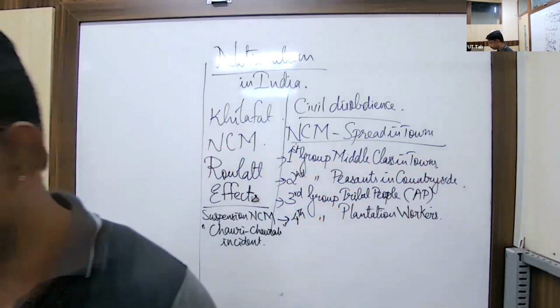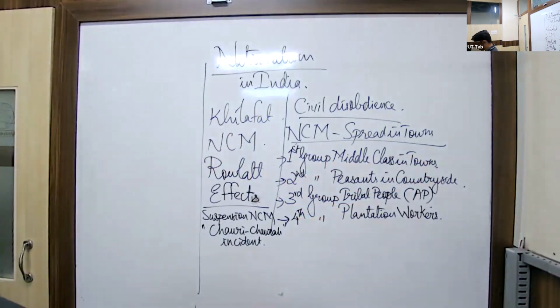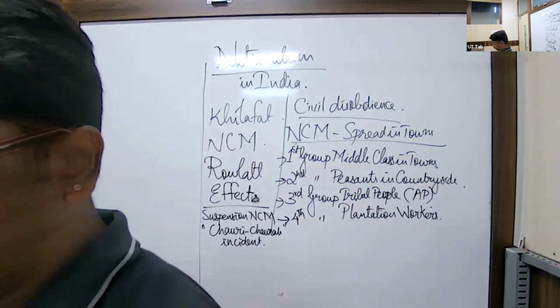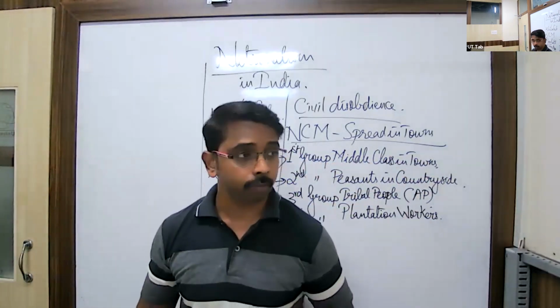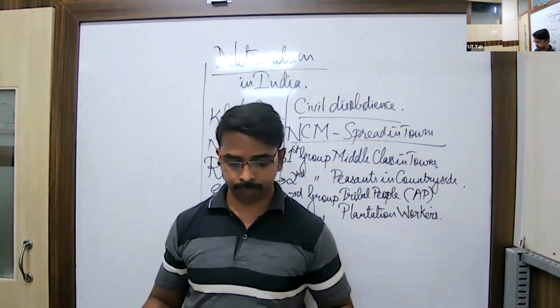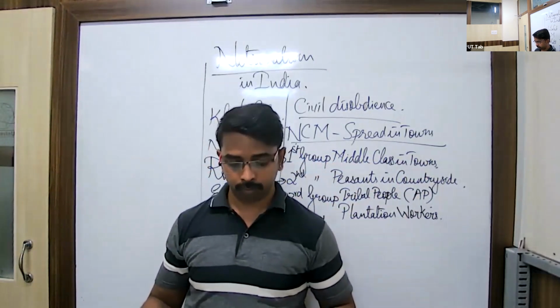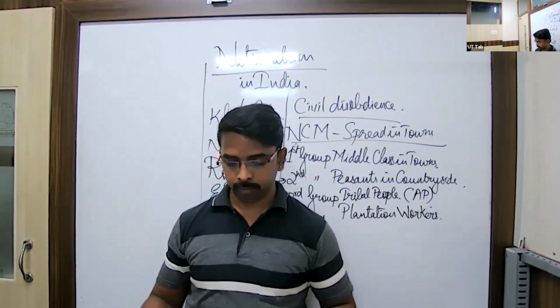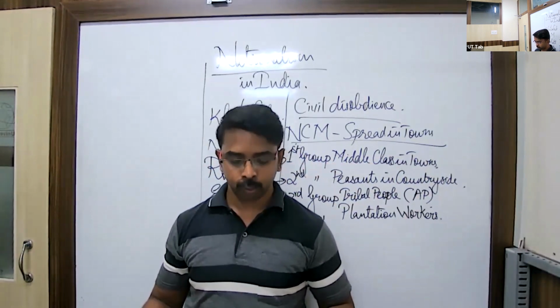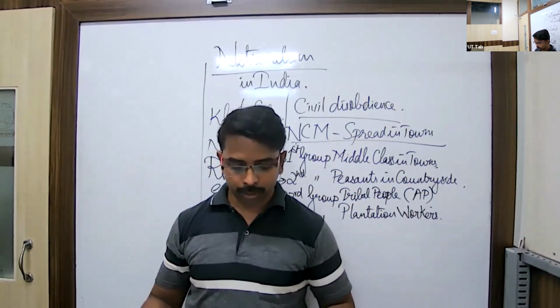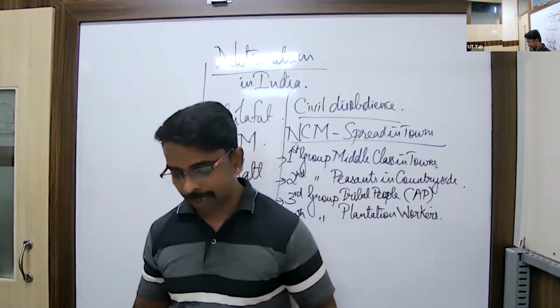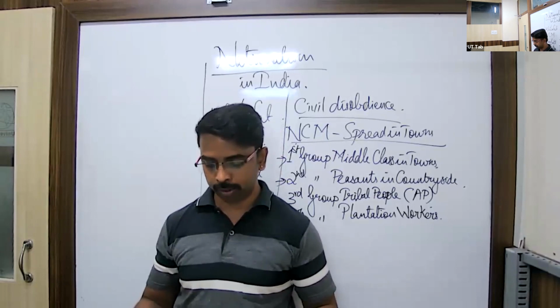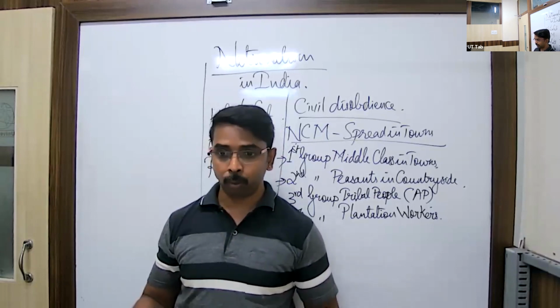I'll allow him to read the first case. You have to make a note, which I will have you underline and then straight away write up. The first group: middle class in towns. The movement started with middle class participation in the city. Make this point number one. Thousands of students left government-controlled schools and colleges. That is point number one.